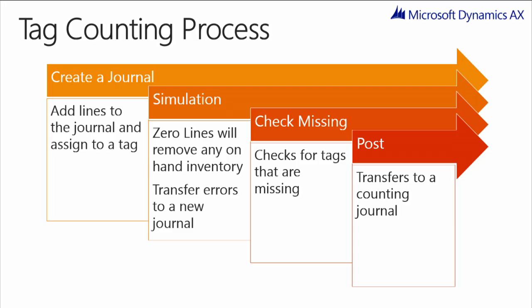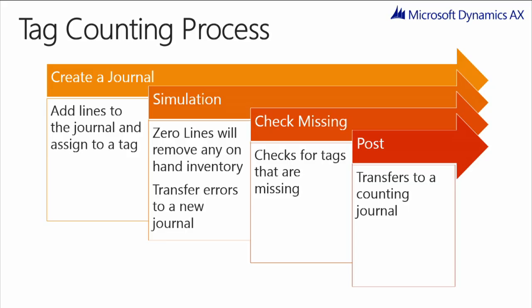When you post the entered tags, you can run a simulation that shows the effects of the entries. For example, a simulation would show how many items are counted, how many items are on hand, and the difference between these two values. This enables you to check the counting before final posting occurs in the counting journal. To simulate the posting, you click the Post button in the Tag Counting Journal, then select the Simulation checkbox.